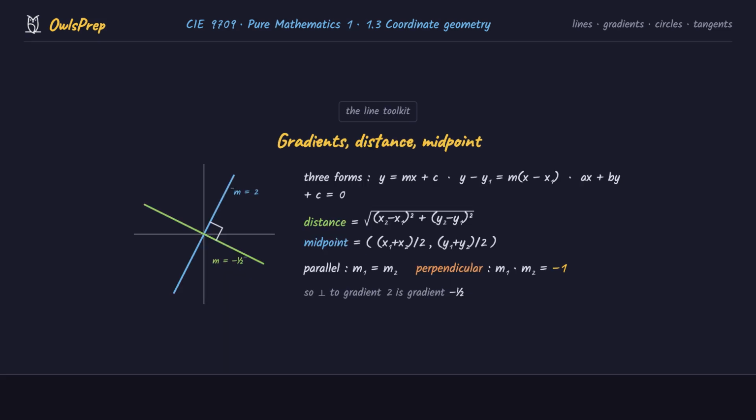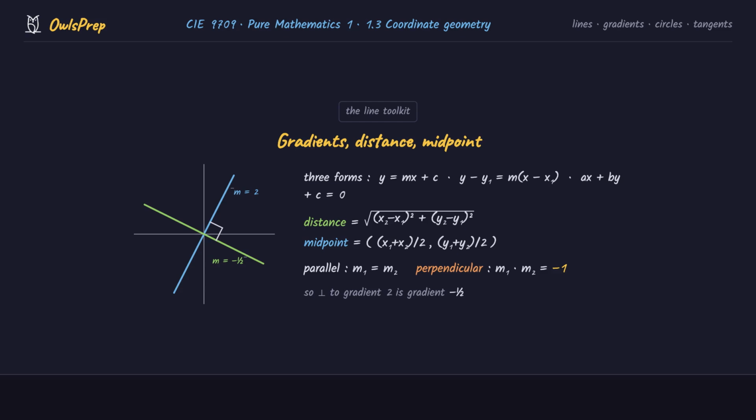Now a toolkit you'll use constantly. A line comes in 3 forms: y equals mx plus c, the point-gradient form, and the general form ax plus by plus c equals 0. From 2 points you can get everything. The distance between them is the square root of (the change in x) squared plus (the change in y) squared. That's just Pythagoras. The midpoint is the average of the coordinates, and 2 lines relate through their gradients.